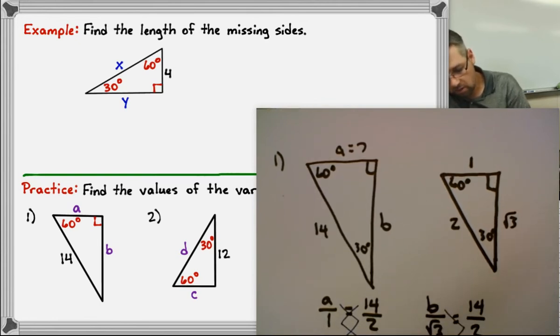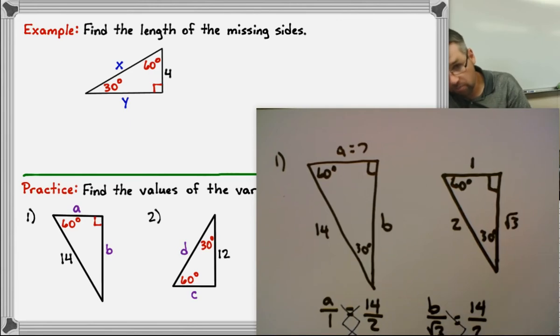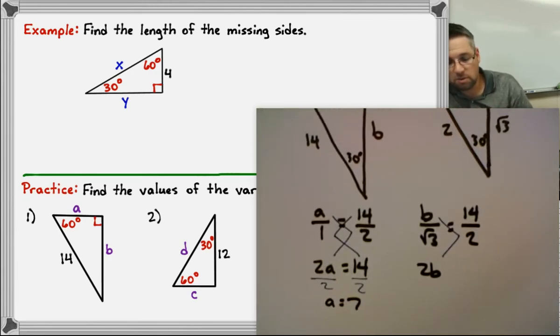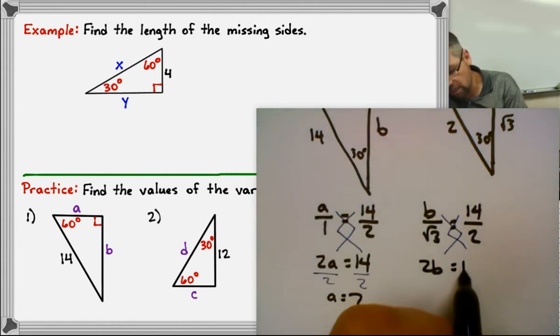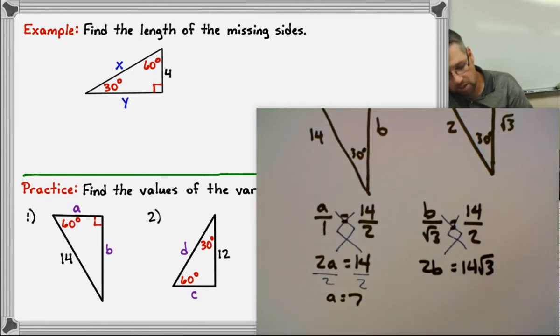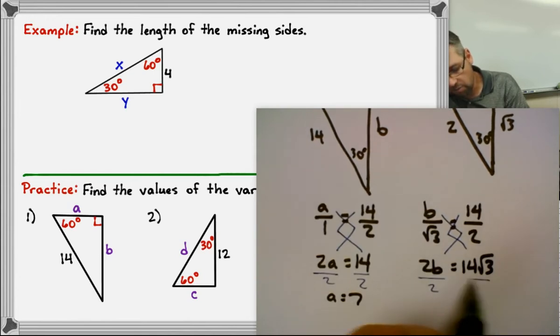Cross multiply. So we end up with 2B equals 14 times rad 3. I can't put those together, so we're just going to write it as 14 radical 3. And then we'll divide both by 2. So we end up with B equals 7 radical 3.